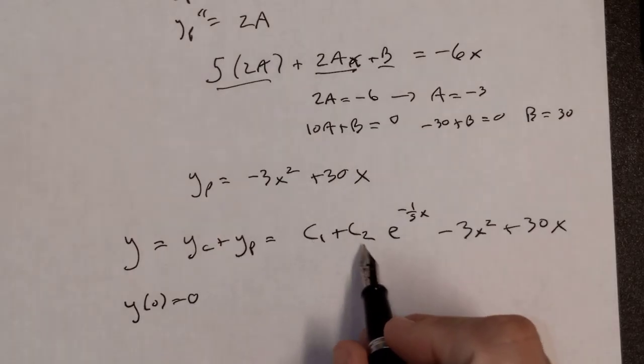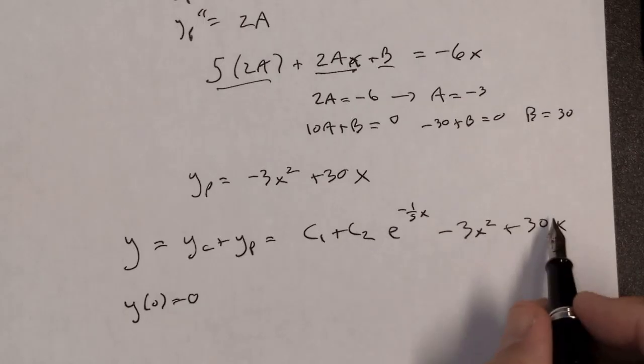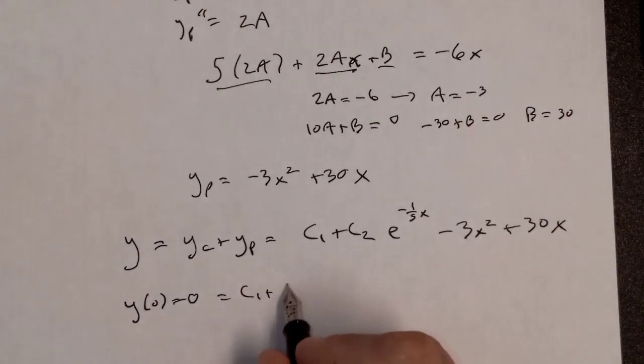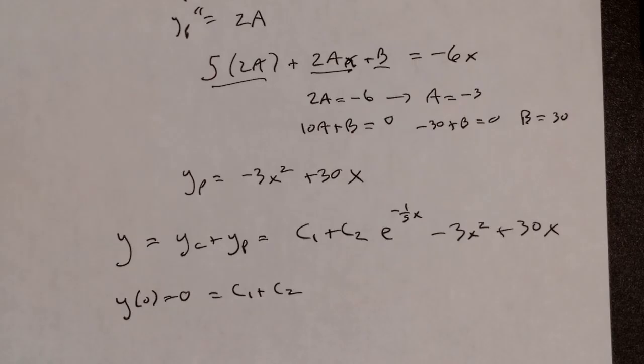That's a constant. That's e to the 0. That's a 1. That's 0. So I get c1 plus c2. I don't have either value yet. The other initial condition was y prime, but that means I need y prime. So before I can do that initial condition, I need y prime.